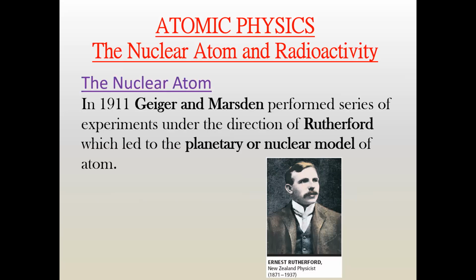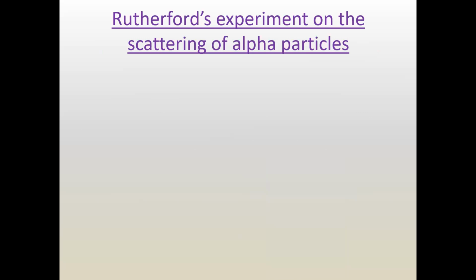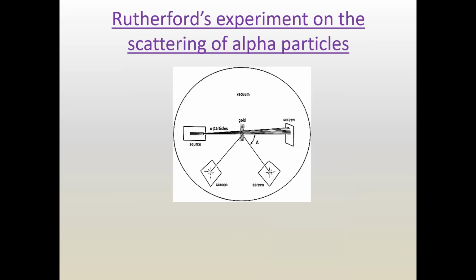Then, about the structure of an atom, the nuclear atom and radioactivity, Rutherford was the one who explained the structure of an atom. So what was the arrangement by Rutherford? This is known as the Rutherford nuclear experiment to find the structure of an atom. In his experiment, he took a thin metal foil made of gold, and he targeted this gold foil with alpha particles.